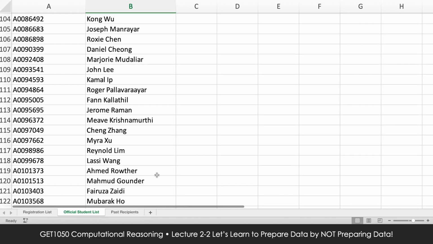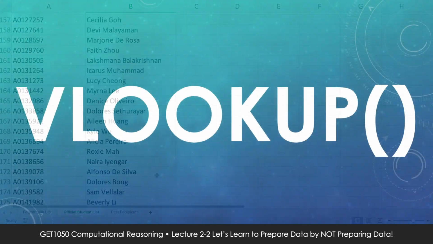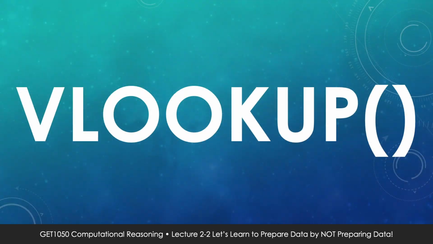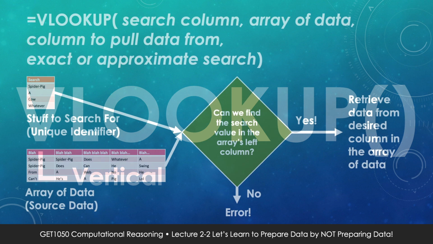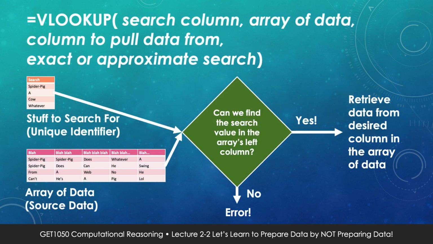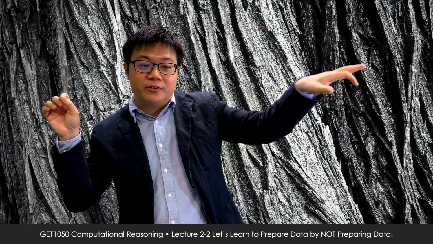There's this really wonderful and nifty tool in Excel known as VLOOKUP. Wow, such a mysterious and exciting name, isn't it? V stands for vertical. That's all. So it's just vertical lookup. What VLOOKUP does is that it looks up information from an array of data, and using a unique identifier that you give it, it will retrieve information from that array and put it into your current spreadsheet.